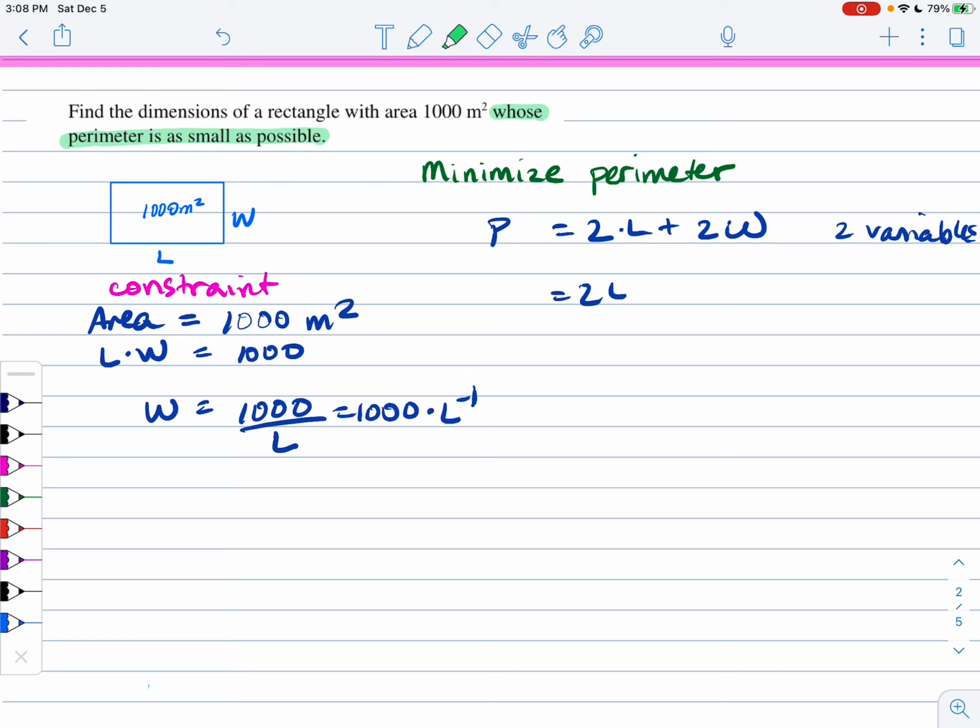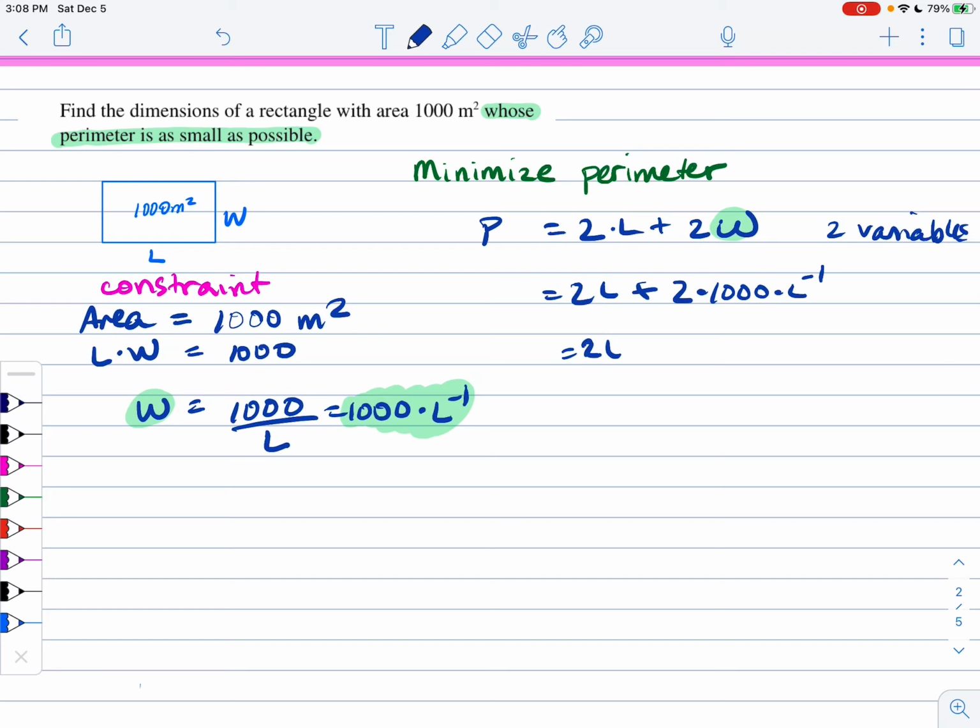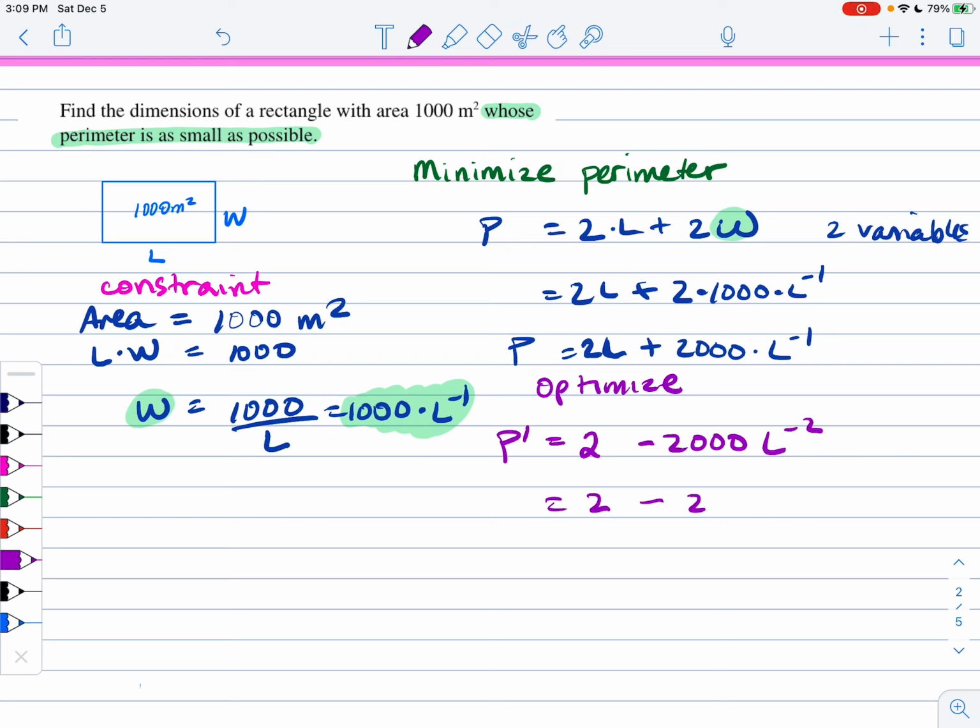So I can substitute this value of W into my equation over here. So I get 2L plus 2 times 1,000 times L to the minus 1, or 2L plus 2,000 times L to the minus 1. So now I'm going to optimize. And I'm going to take my derivative, and the derivative of 2L with respect to L is 2, and then I'll have minus 2,000 times L to the minus 2. That gives me 2 minus 2,000 over L squared.